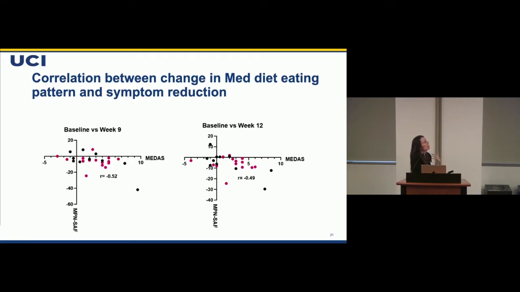We want to observe correlations between, on the x-axis, their Mediterranean diet score, and on the y-axis, their symptom burden. So basically we wanted to know, if they changed their diet towards a Mediterranean diet, were they more likely to see a reduction in their symptom burden?